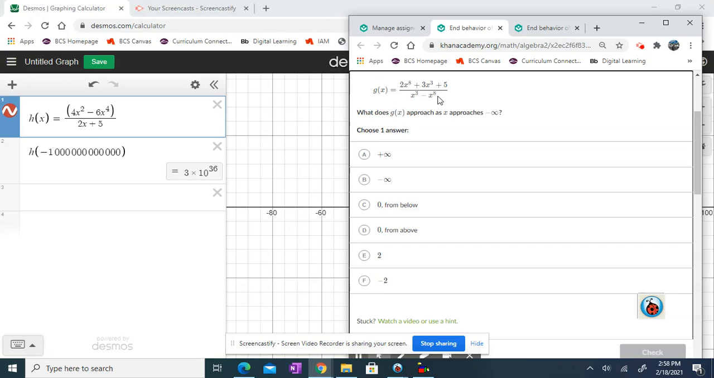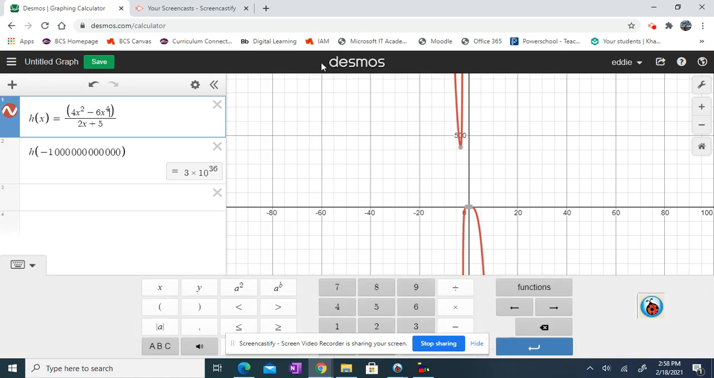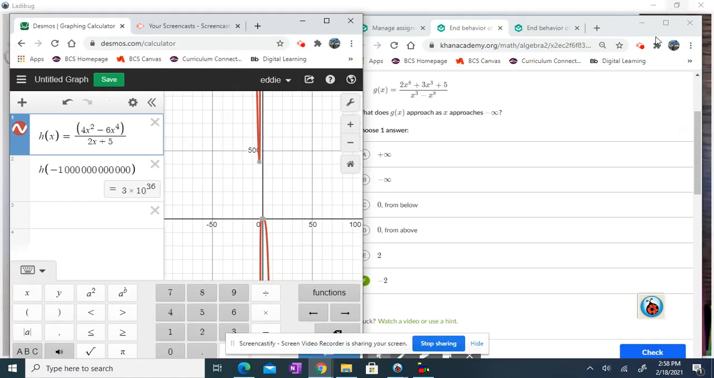And since they're exactly the same degree, the horizontal asymptote will be this coefficient, which is 2, over this coefficient, which is -1, right? There's a negative 1 right there. So -2. So what does g of x approach as x approaches negative infinity? It should be -2. Now, let's put this in and see if that's right.